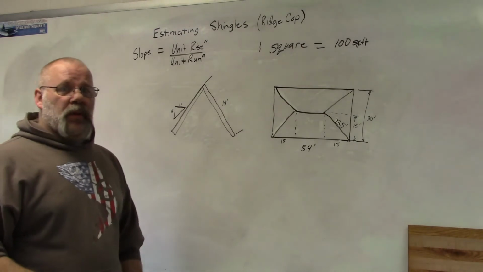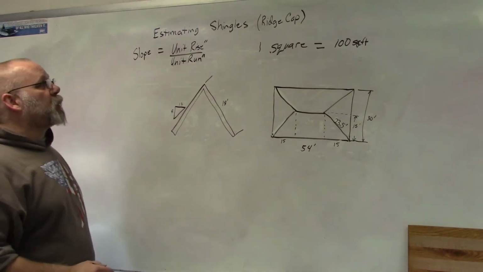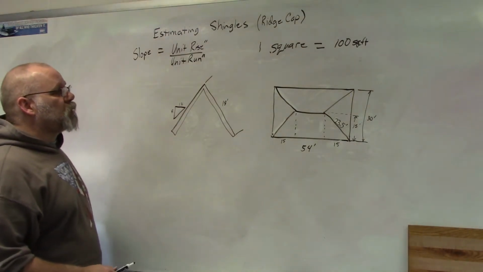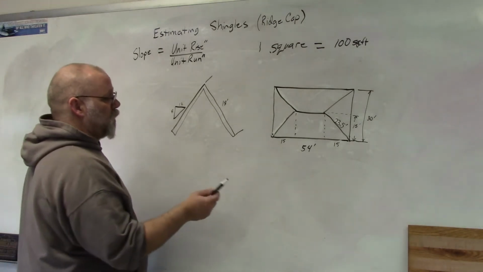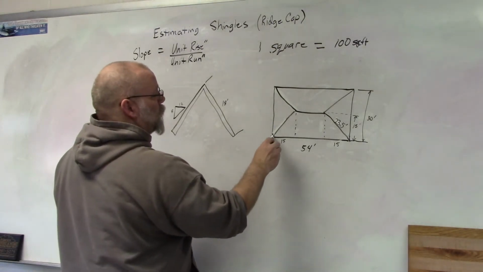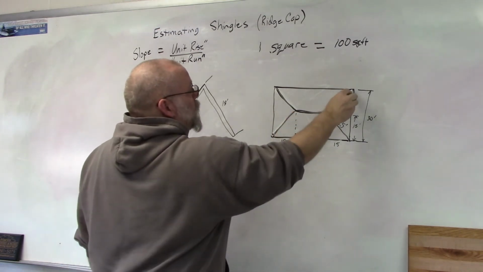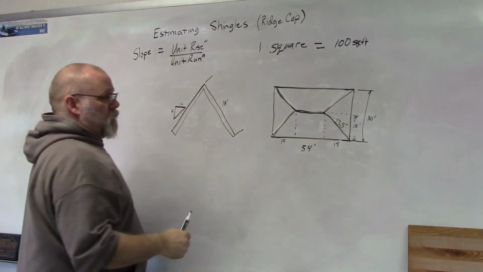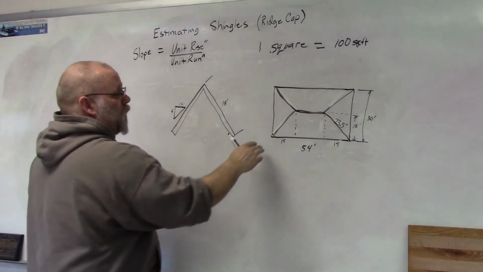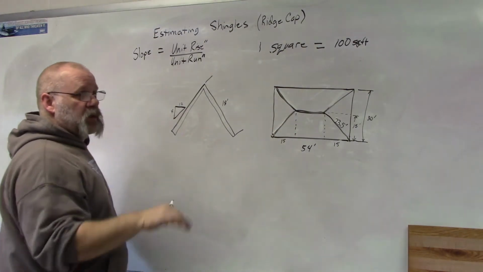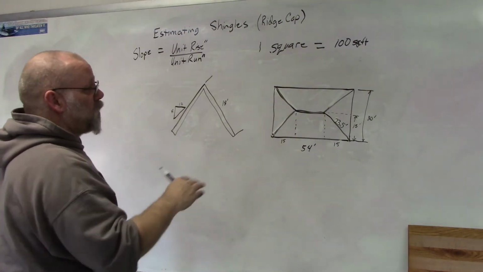Okay, in this video I'm going to show you how to figure ridge cap for a roof. Now, ridge cap is going to go on all of these rafters along this ridge. They're what make the ridge look nice once you get the shingles lapped over it, and then you put the ridge cap on it.